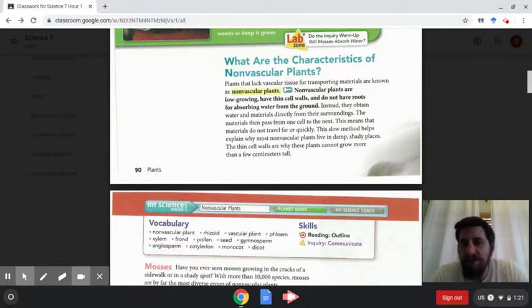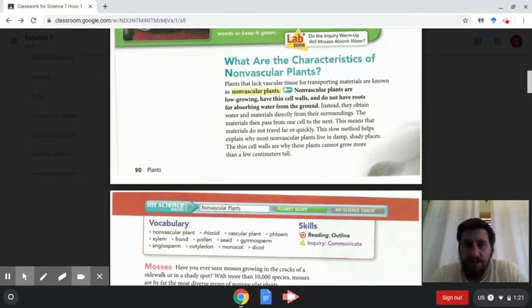Plants that lack vascular tissue for transporting materials are known as non-vascular plants. We talked about what's important for plants to survive on land. They need to be able to transport minerals, nutrients, and water up and down. So it needs to go from the leaves down to the roots. Okay. For non-vascular plants, they lack this tissue to transport materials. So not all plants that are on land have that.